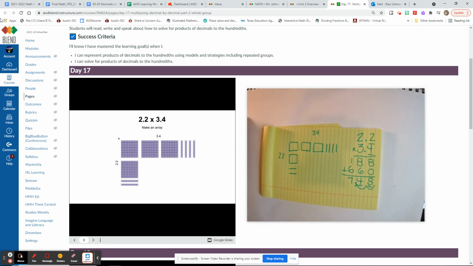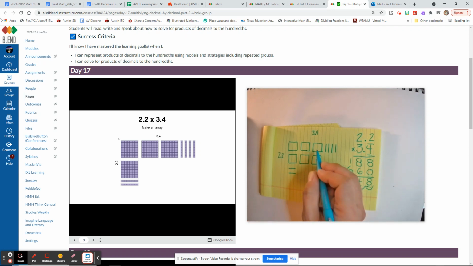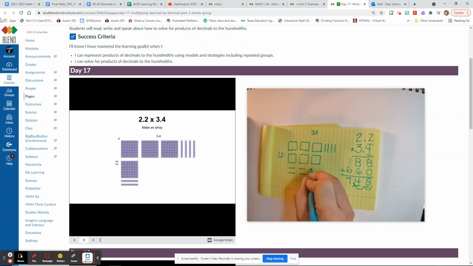All right. So now I've made my 2 numbers just like I would have with a regular array, except now I'm using these as whole numbers and these as tenths. So here's what you're going to do. You're basically going to make this a rectangle by filling in the pieces. All right. So as you can see, first off, I filled in my wholes. All right. And then I'm going to fill in my tenths.